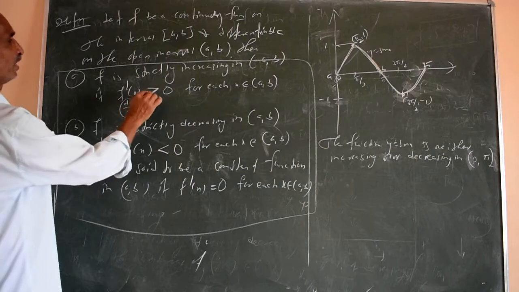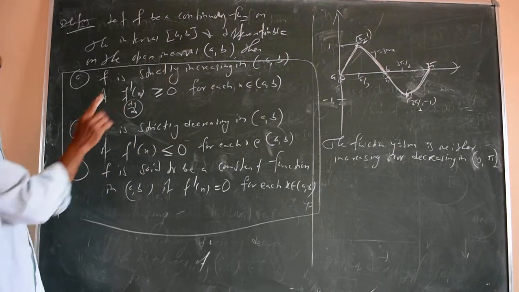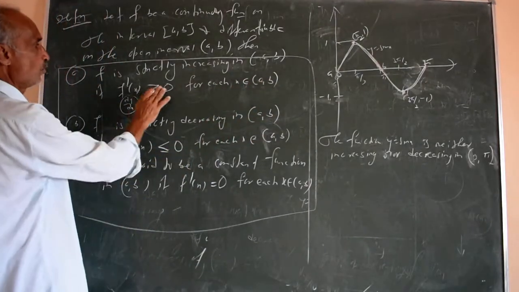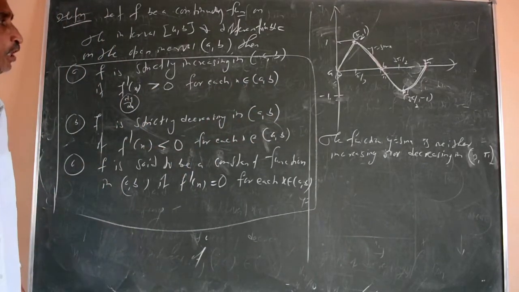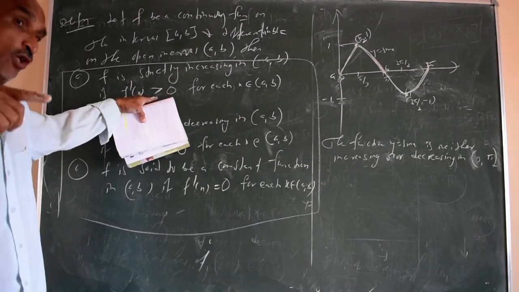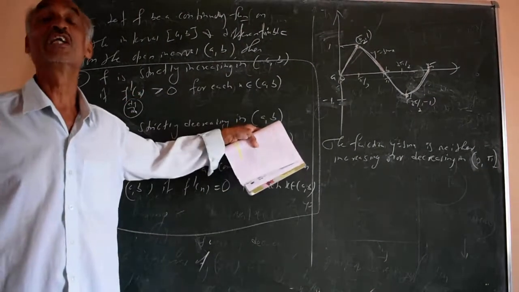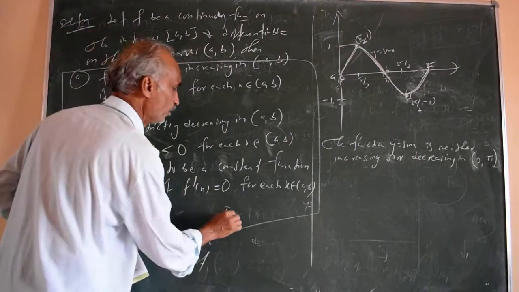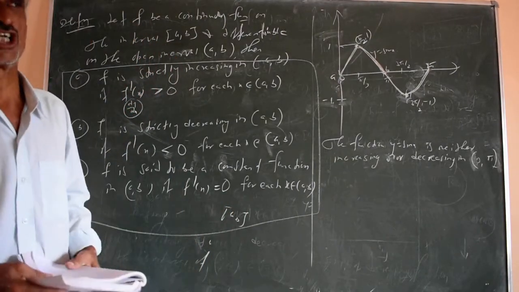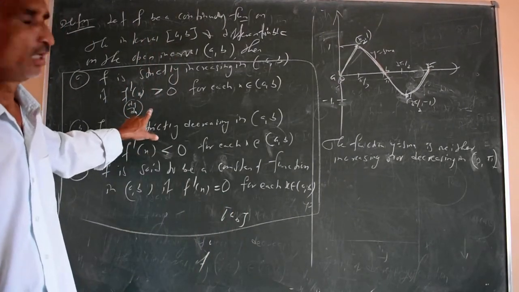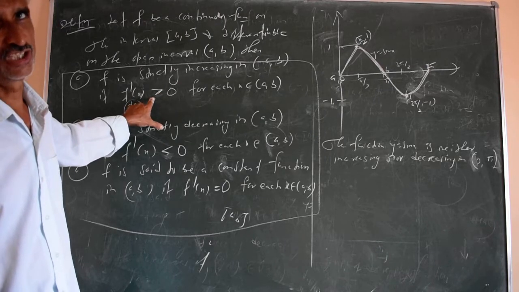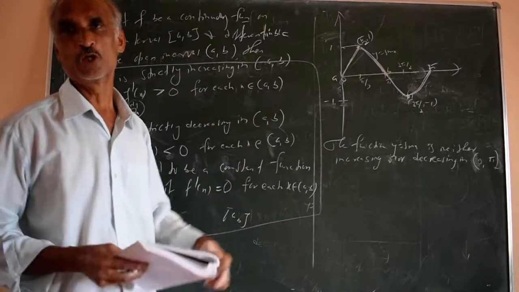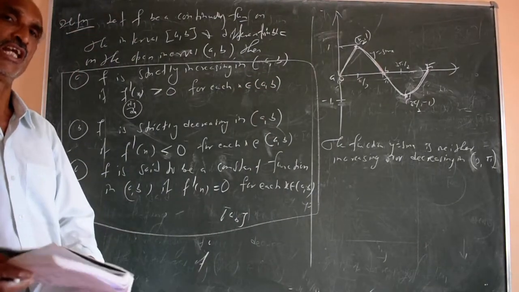For simply increasing, you have to take equals to, and you can use the closed interval in place of the open interval. For simply increasing or decreasing, f dash of x is greater than or equal to 0, or less than or equal to 0, and the interval should be taken closed, A to B. That is the difference between strictly increasing and decreasing. Same formula, but f dash of x is greater than or equal to 0, and x belongs to the closed interval, square bracket A to B. Let us take the problem in the next session.